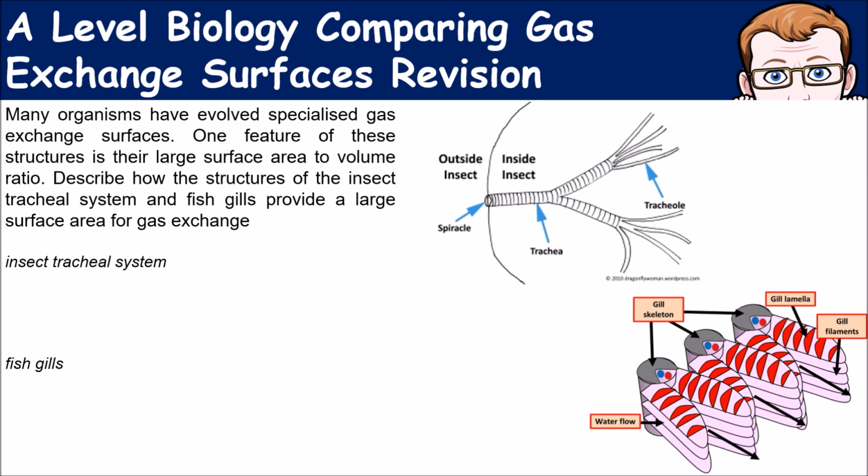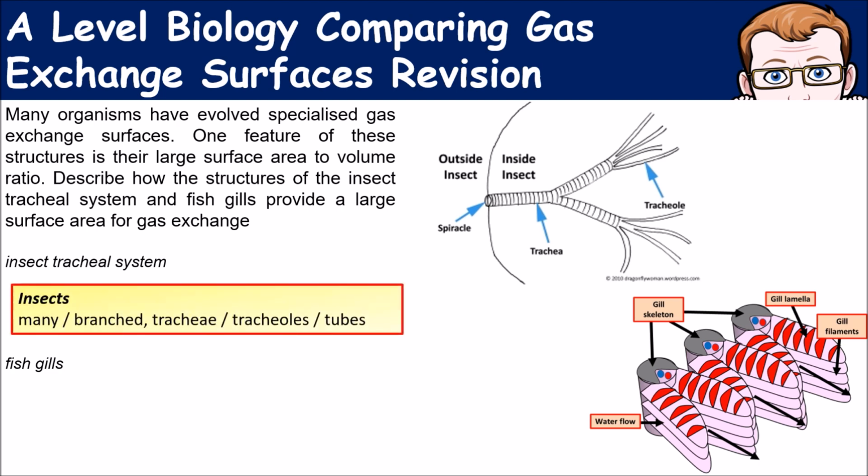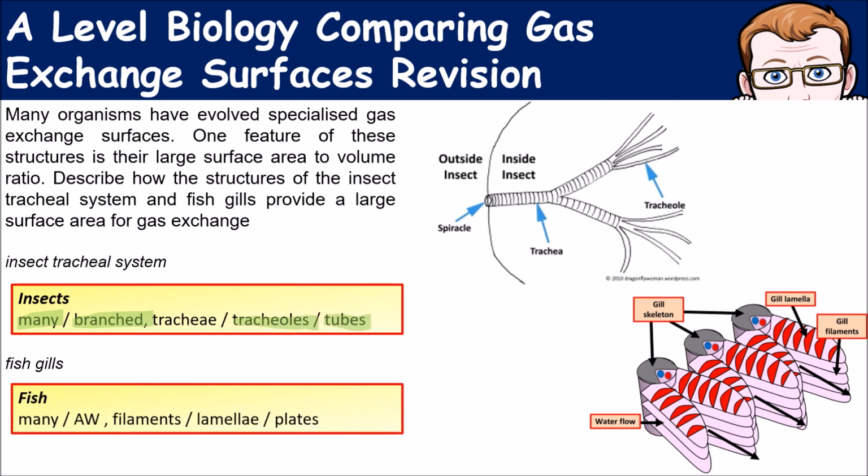Looking at this question: many organisms have evolved specialised gas exchange surfaces, and one feature of these structures is a large surface area to volume ratio. Describe how the structures of the insect tracheal system and fish gills provide a large surface area to volume ratio. It's split into two bits. The key things when talking about insects are that there are many branched trachea or tracheoles, or tubes, and in fish, remember, there are many gill filaments. These are covered in lamellae, which also increases the surface area.